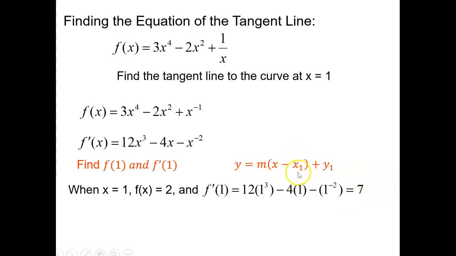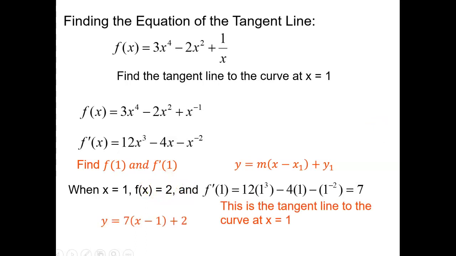Here is the x-coordinate we're looking at, and in this case it's given to us as x equals 1, and then whatever the y-coordinate of the curve was at that point, which we found was 2. So putting it into this equation, the tangent line to the curve at x equals 1 is the line y equals 7 times x minus 1, plus 2.